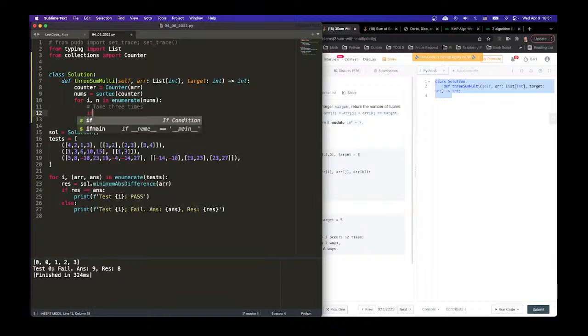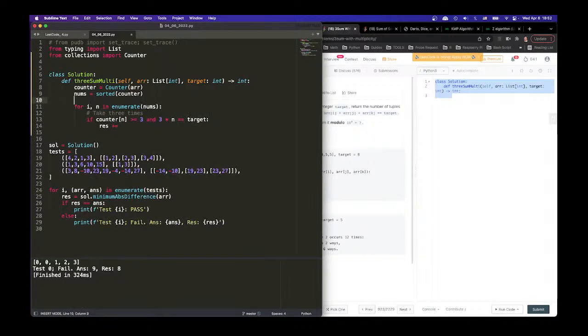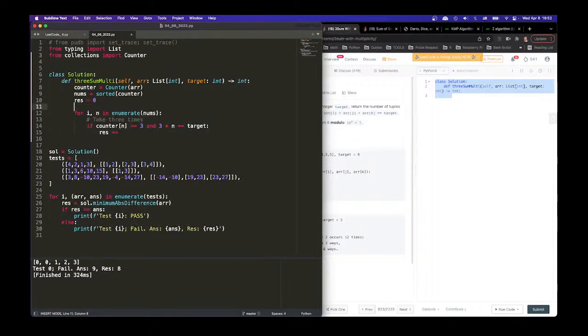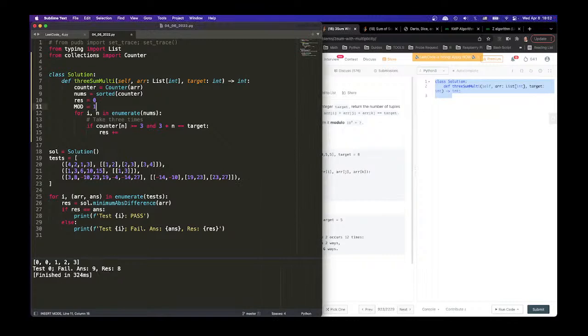We say if counter of n is larger than or equal to 3 and 3 times n is equal to target, then rest plus equals something. We have a rest equals 0, and we have a mod. Mod is going to be what? I think it's 1e9 plus 7.